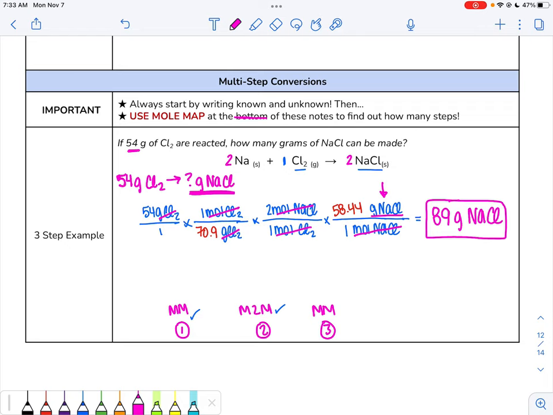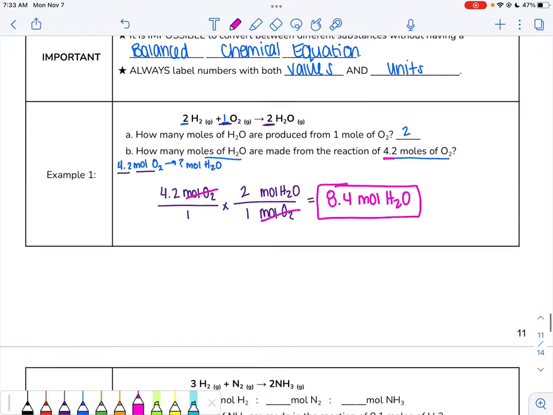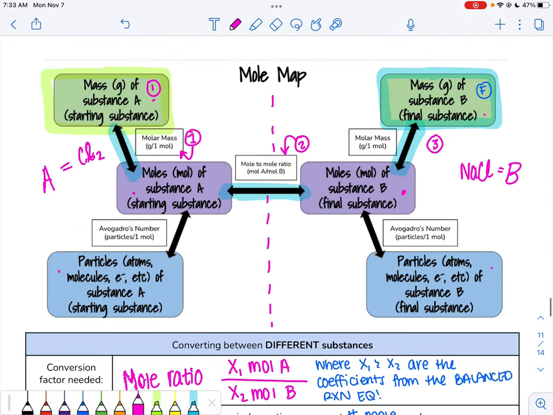All right, so we are going to practice this a lot more in the upcoming week. So make sure you have your notes filled out. You want to make sure that you have access to your mole map, and then come with an attitude that math is your friend, and we're ready to go. We're ready to do this.